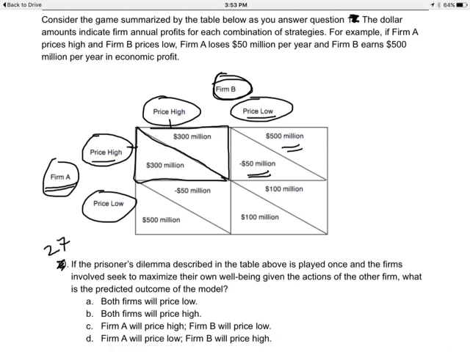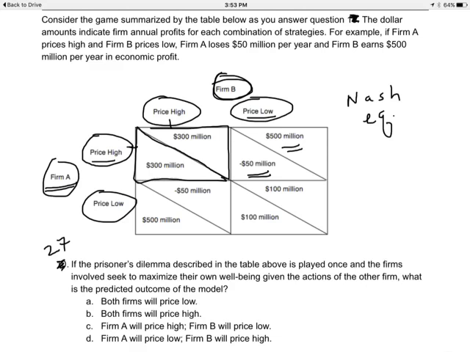The way you solve a game is to invoke the principle of Nash equilibrium. An outcome is a Nash equilibrium if at that outcome, at that combination of strategies, no player has the incentive to change their action given the actions of the other firm. So let's just think about how this game plays out, and then I'll come back and circle around and show you that the predicted outcome is the single Nash equilibrium.